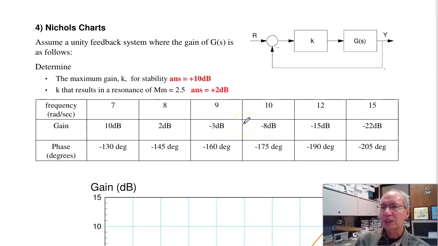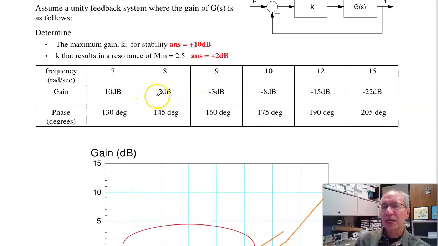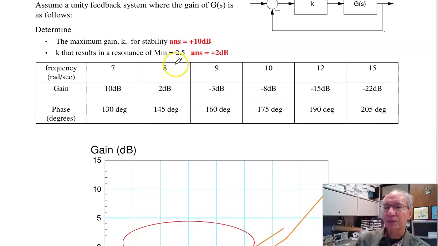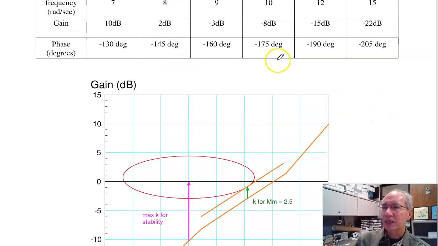Problem 4, on a Nichols chart. Given this gain and phase versus frequency, what's the max K for stability? What's K that results in a resonance of 2.5? There, the trick is take these points, plot them on your graph, draw a curve connecting them. Then at 180 degrees, gain's got to be less than 1. So that's the max gain for stability, about 10 dB.